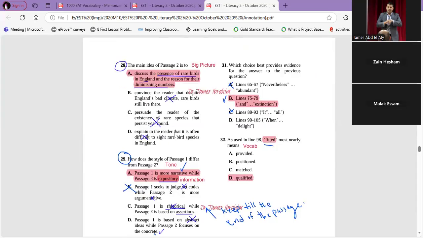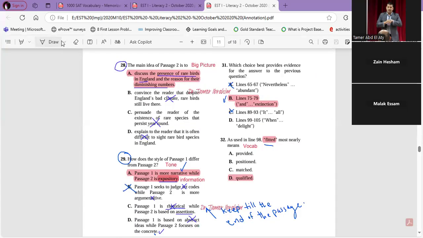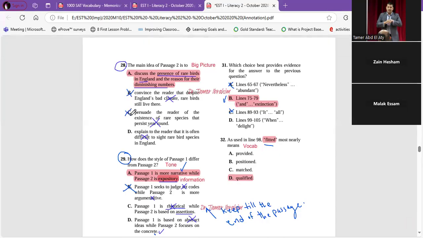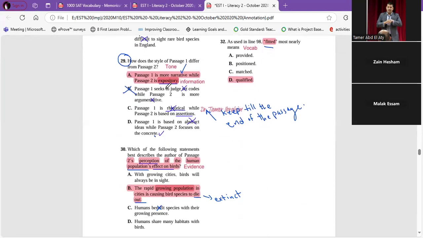Explain to the reader that it's often difficult to cite rare bird species in England. Maybe. Yes, it's difficult. So now I'm between A and D. Whether you're going to read the whole paragraph or keep it till the end. So now I'm between A and D. I cancel B and C. I'm not going to return back to them. Now I'm between A or D. So what I'm going to do, keep it now. Let's go to 29.